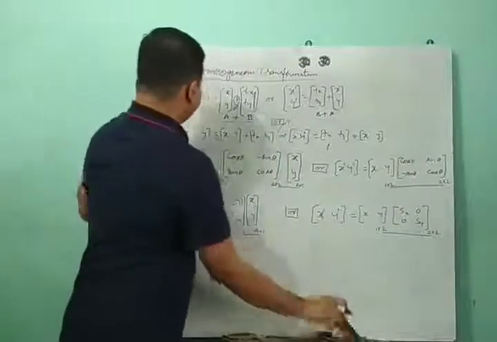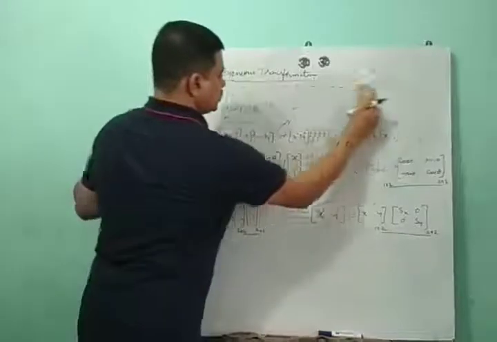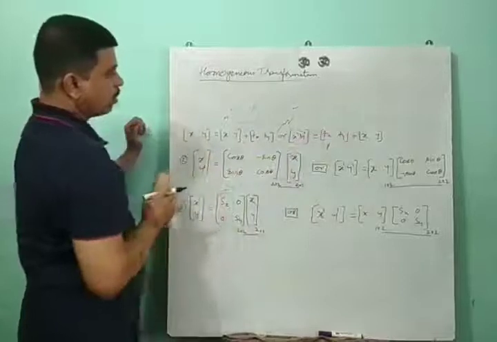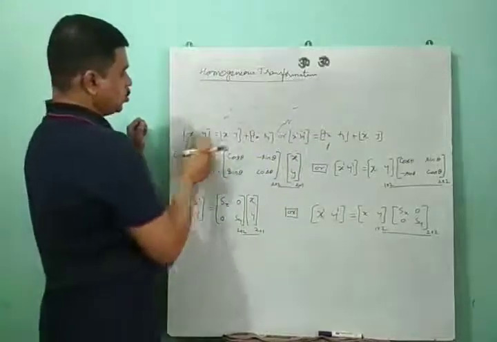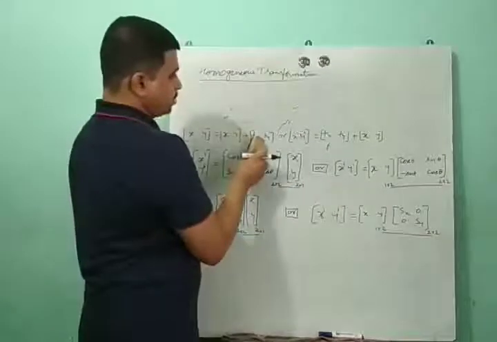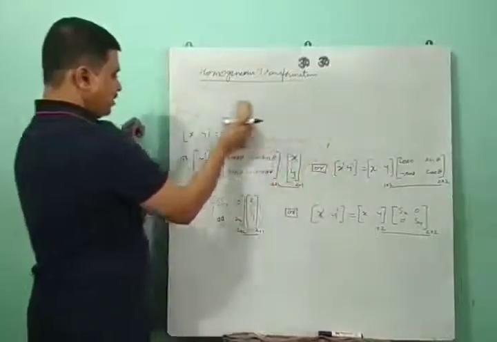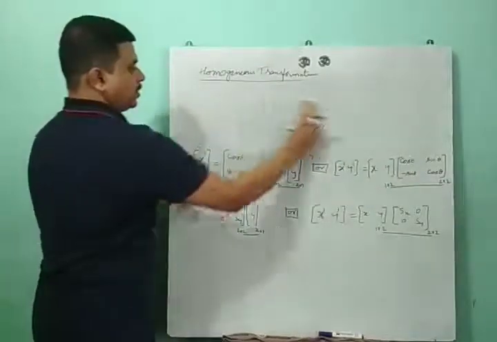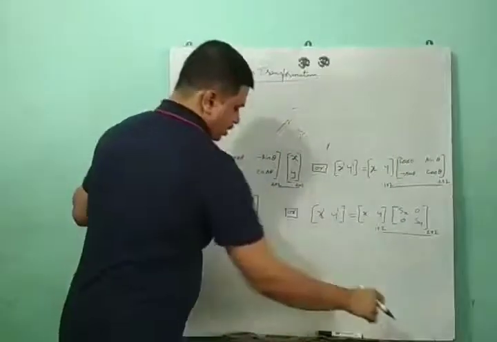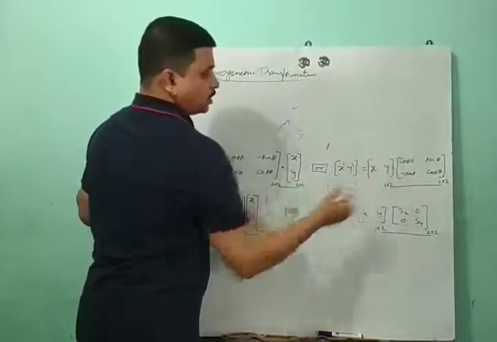But in case of rotation, you can represent the same thing in column matrix also, and in row matrix again. So this is A and this is B. You can write it in the form of A plus B or B plus A. The result is same. But in case of rotation, please remember, we have multiplication of the two matrices.